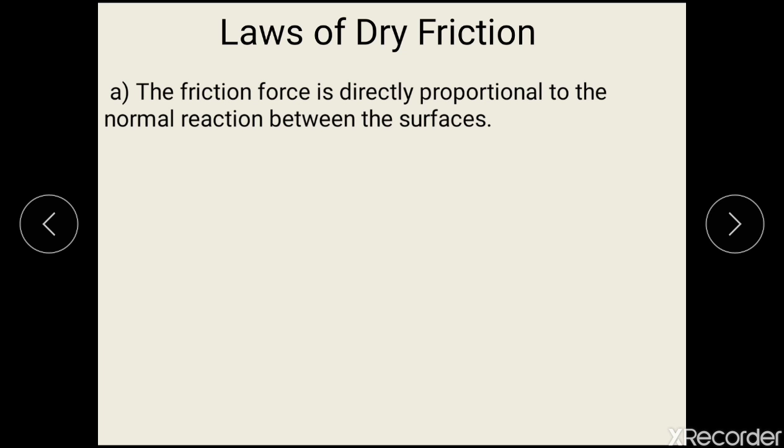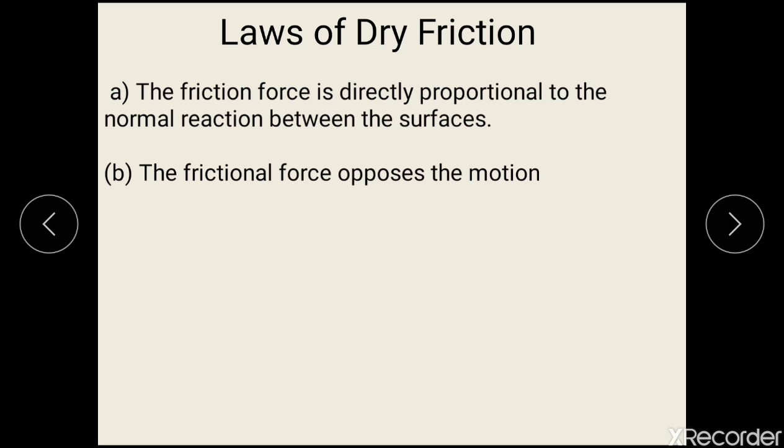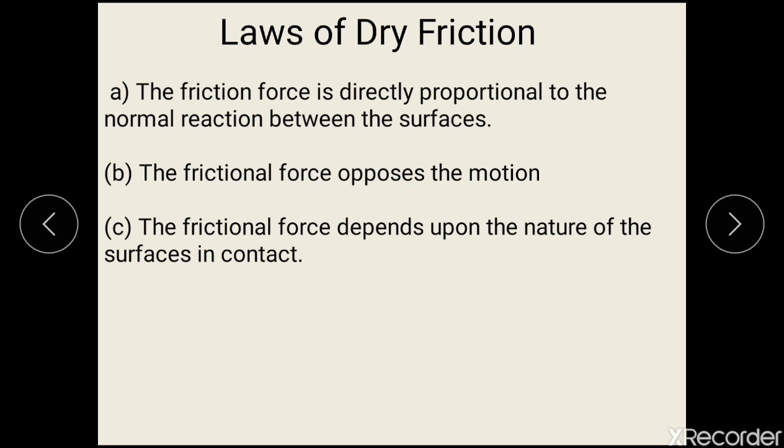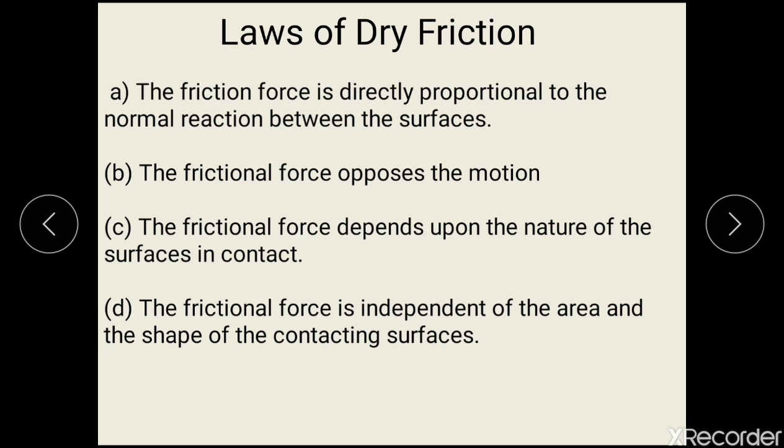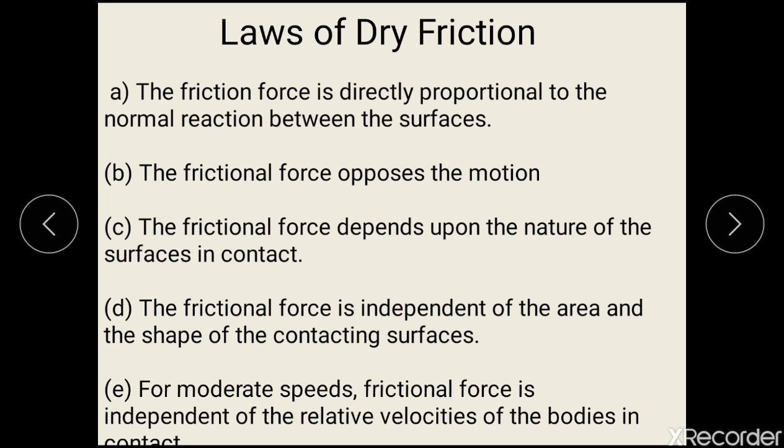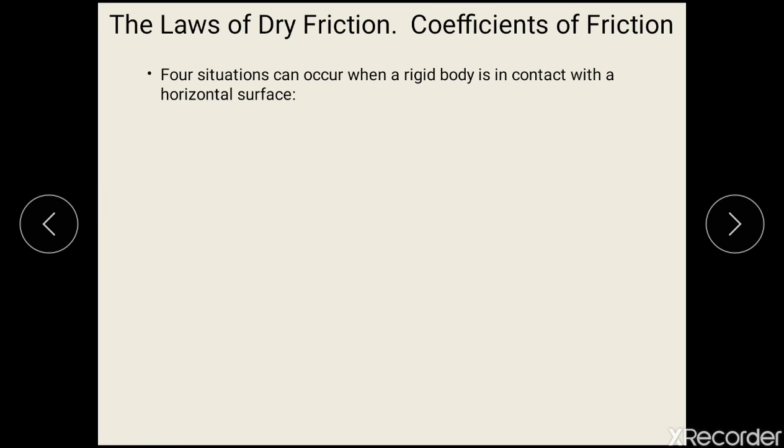Some important laws of dry friction are listed in the table. The friction force is directly proportional to the normal reaction between the surfaces. The frictional force opposes the motion. The frictional force depends upon the nature of the surfaces in contact. It is independent of the area and the shape of the contacting surfaces. Final one, for moderate speeds, frictional force is independent of the relative velocities of the bodies in contact. So the laws may be helpful to solve different types of problems in the unit.